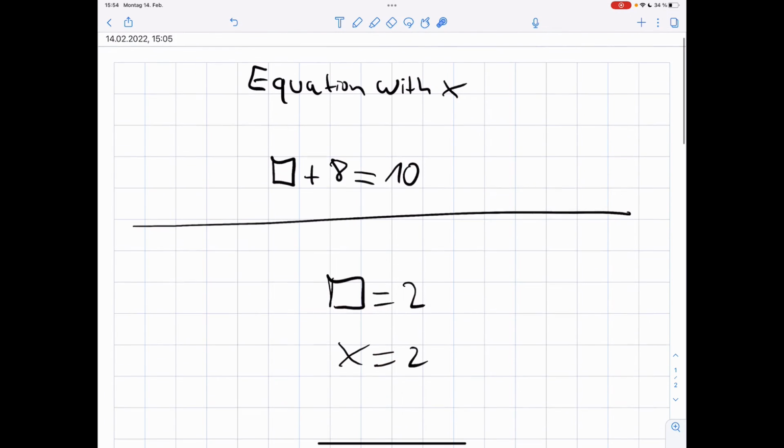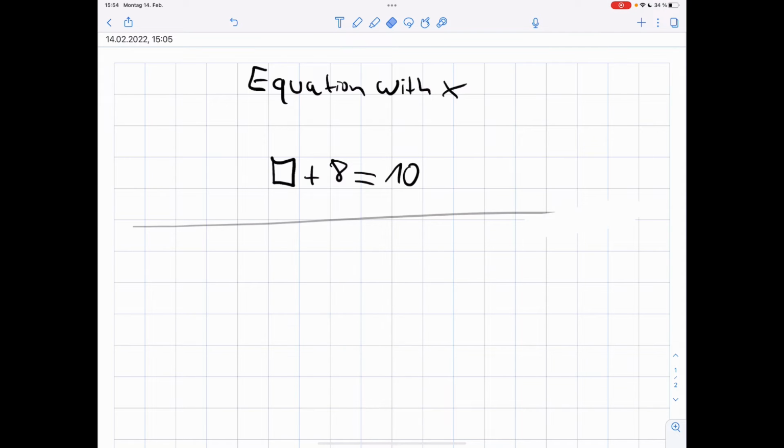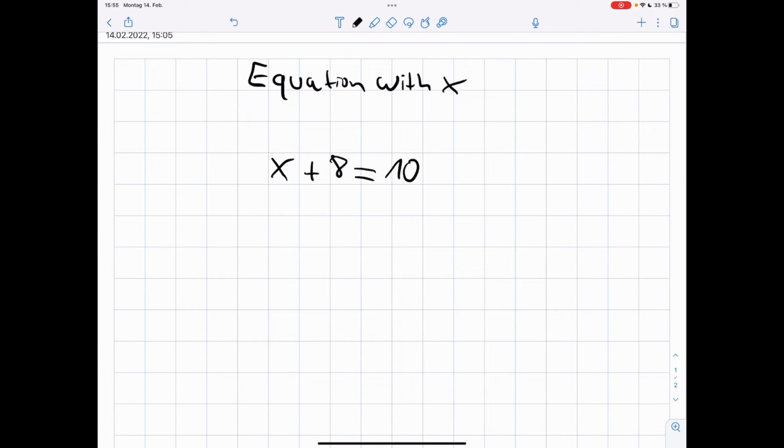Why is it important to think about it in this way? So we grow up a bit. We no longer use the square. We now use the x, right? It's the same thing. Square or x, it refers to the variable in the parallel world. And now we solve this equation.